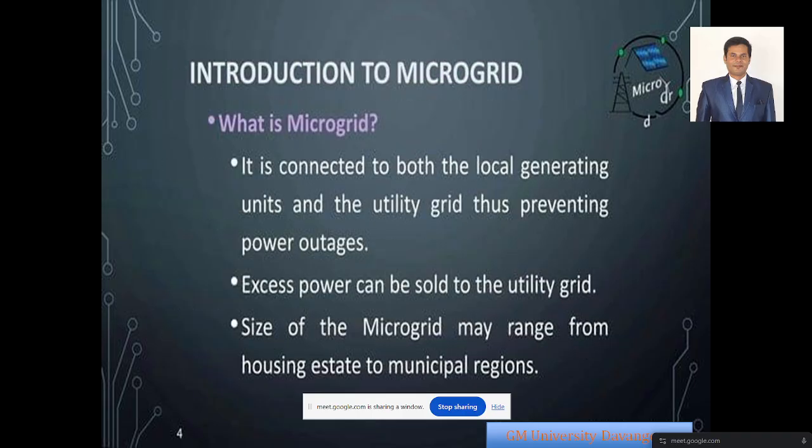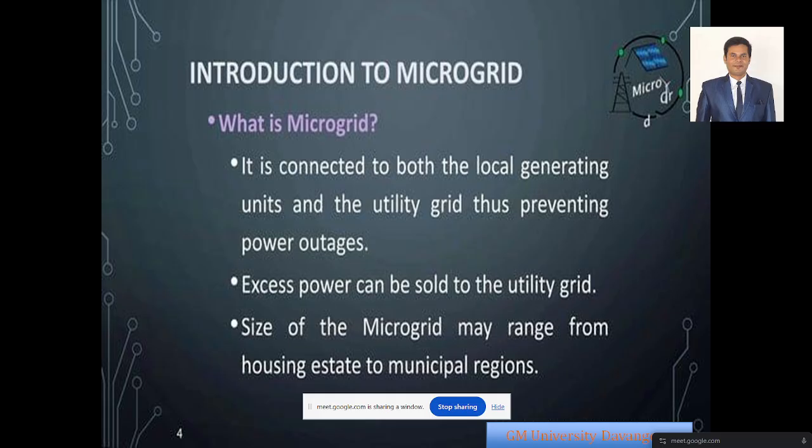All right. So what is actually a microgrid? It is connected to both the local generating units and the utility grids, right? So thus preventing the power outage. If you see the microgrid, it is like a small grid where local generation will be there, and also the utility grid will be there, right? So it will try to avoid blackouts and power outages for the consumers, right? Excess power can be sold to the utility grid also. So once you generate the power, you can sell it to the utility grid also, right? That is one of the benefits of microgrids.